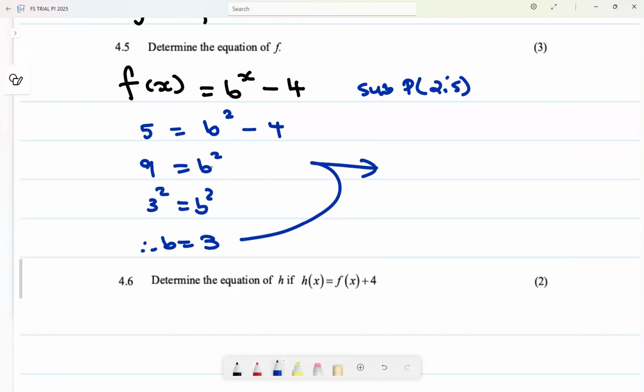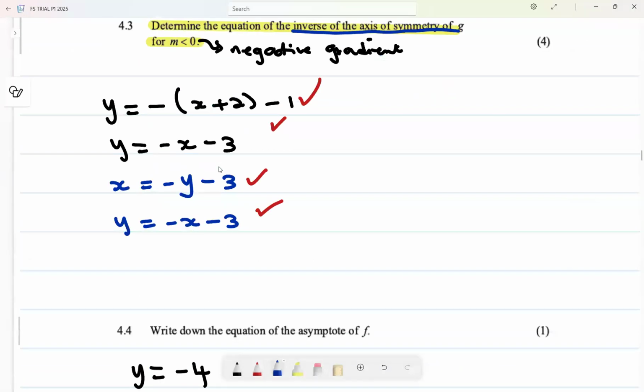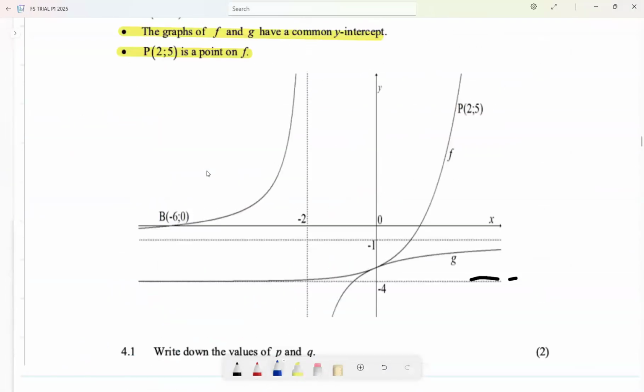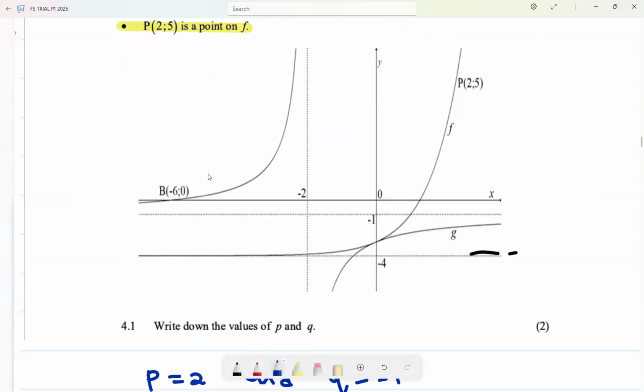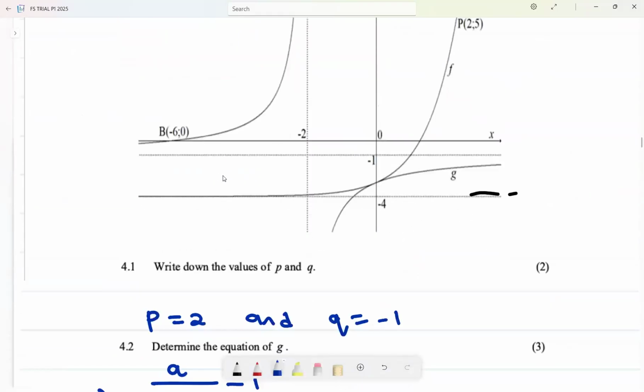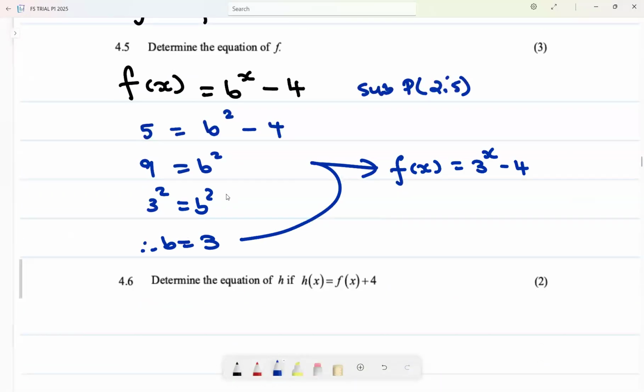And then the equation can now be written as f of x is equal to 3 to the power of x minus 4. How do I know that this value is 3, not -3? Because the function is increasing, guys. Yeah, it's just that.